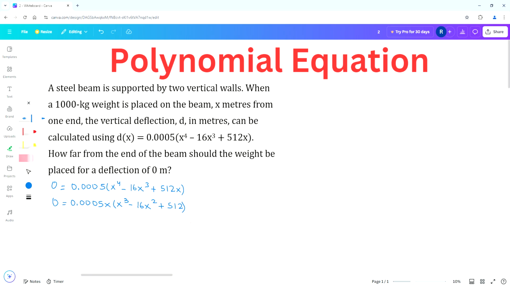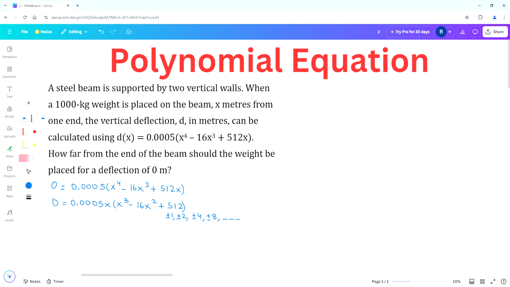We should find the factors for the number term 512. Its factors are plus minus 1, plus minus 2, plus minus 4, plus minus 8, and so on. Since the leading coefficient for this cubic polynomial is 1, these factors of 512 represent the possible x values for which the value of the cubic polynomial in the parentheses is equal to 0.